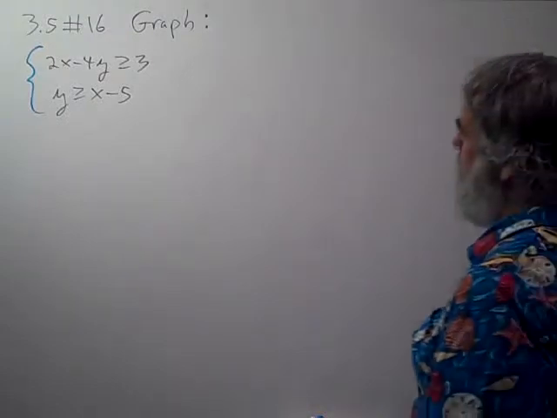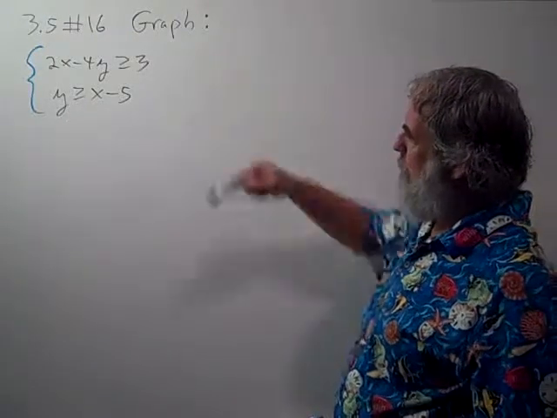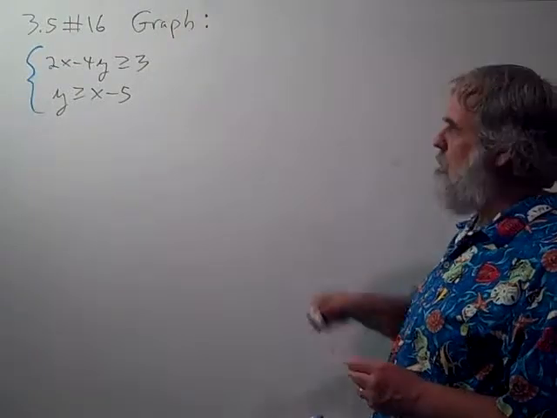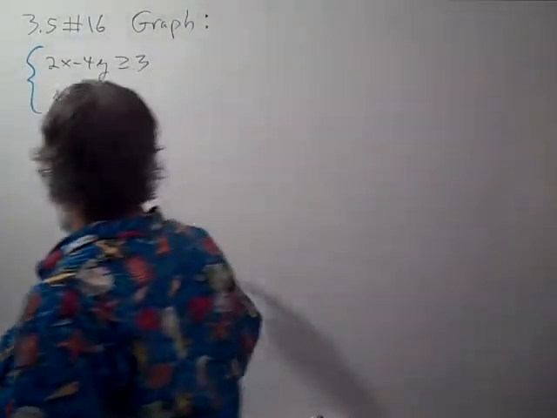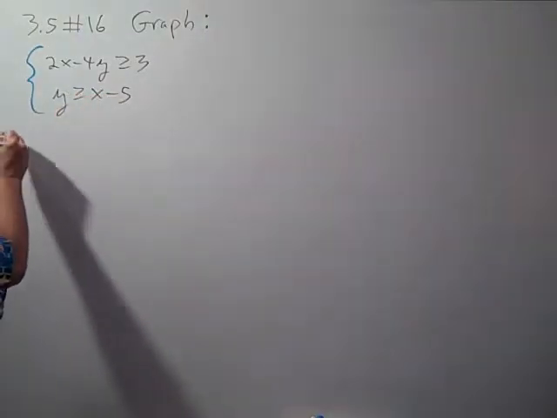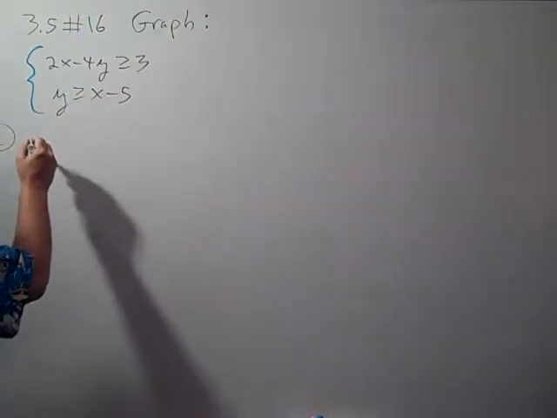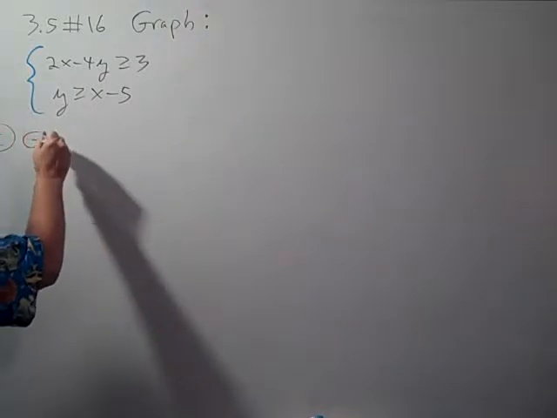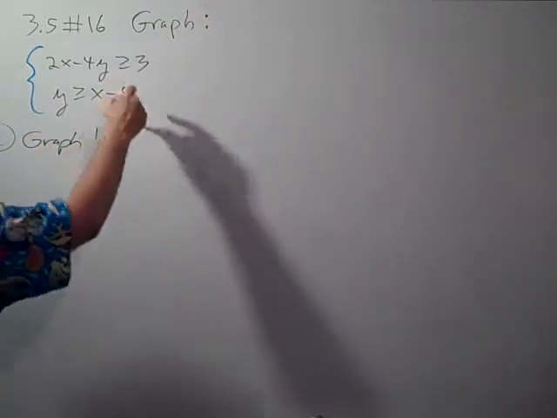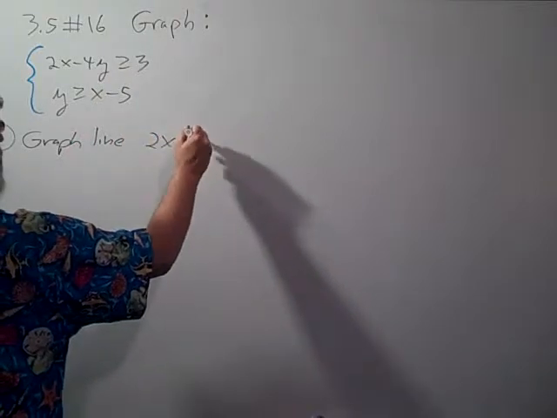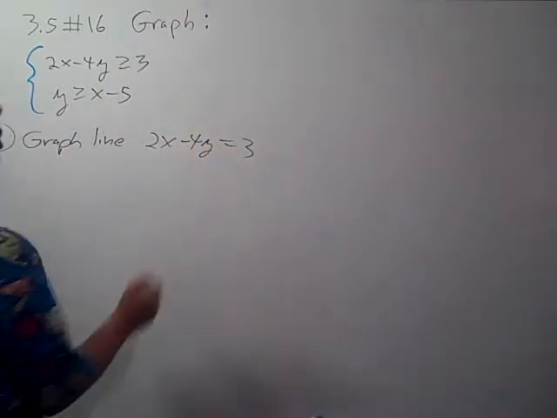Okay, we're going to graph this system of linear inequalities. So we first graph each of the inequalities of the system separately and look for the overlap. Starting with the first inequality, we begin by graphing the line, replacing this with an equal sign, 2x minus 4y equals 3.